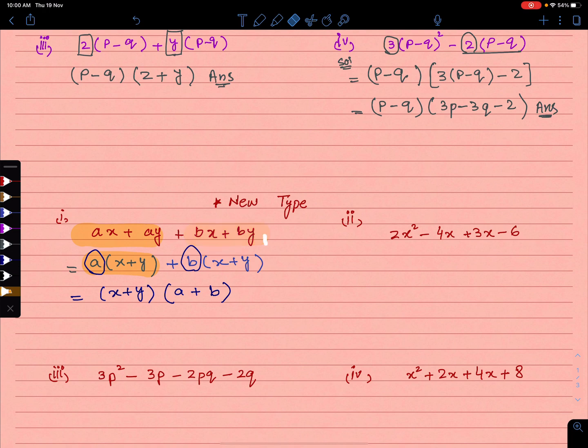So let me explain it again. First, if we have four terms, make a pair of the first two and make a pair of the last two. So we take a common from the first two, it would become a into x plus y, and when we take b common from the last two, it would become b into x plus y, and then simply do it by the above technique. We take x plus y common and the rest of the term would be a plus b.